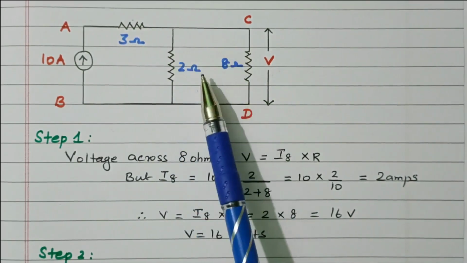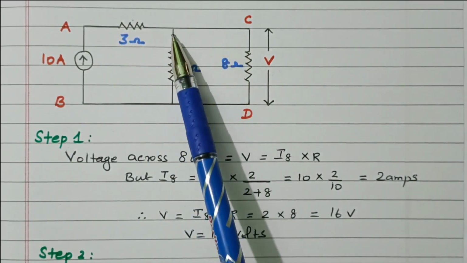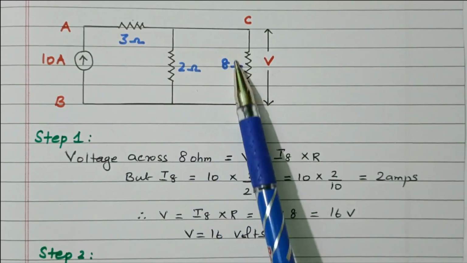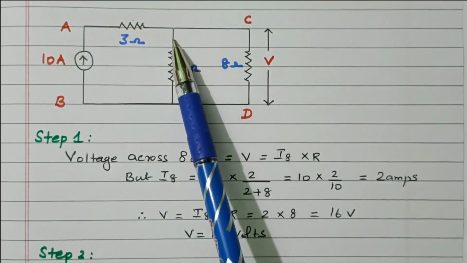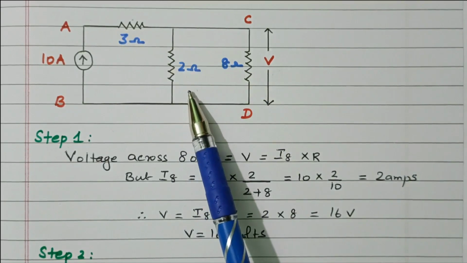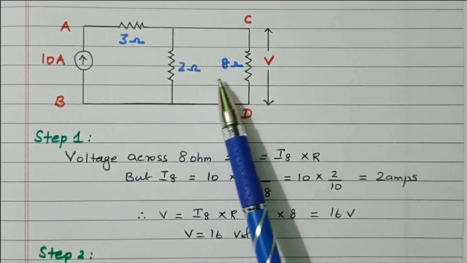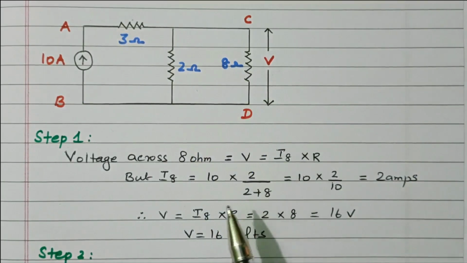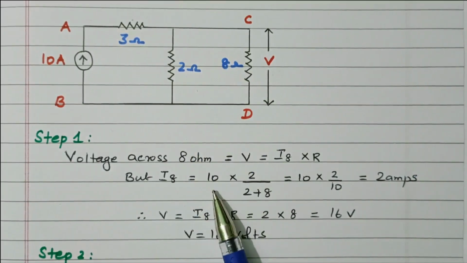using the current division rule. We can find the value. Current is divided through this 2 ohm and 8 ohm resistor. So at this point current is divided. By using the current division rule, we can find the current flowing through the 8 ohm resistor. What is the formula? I8 equal to total current.